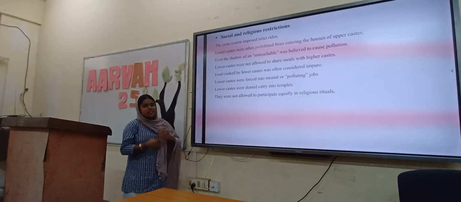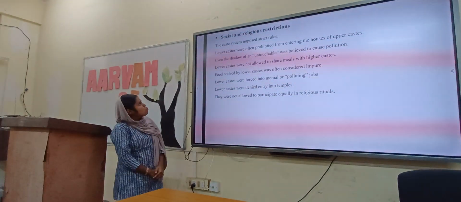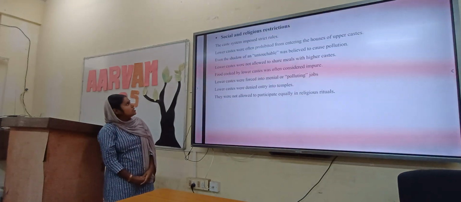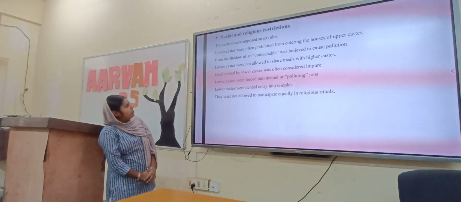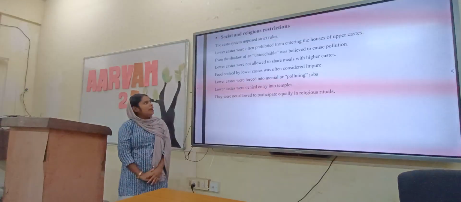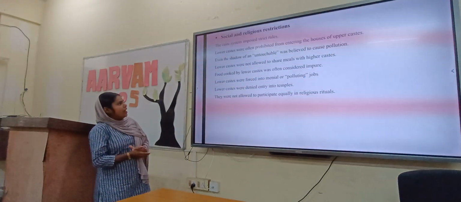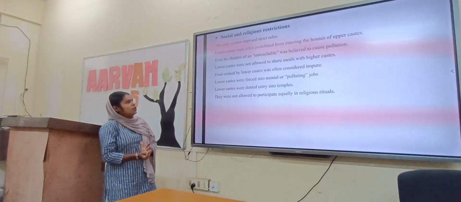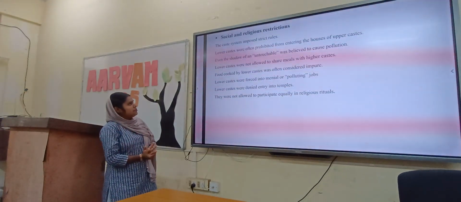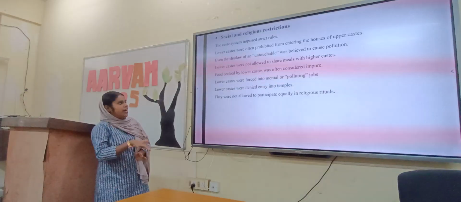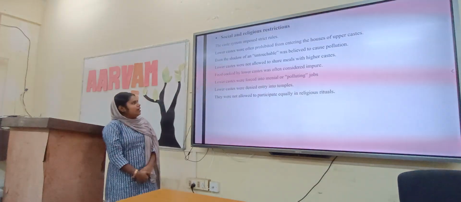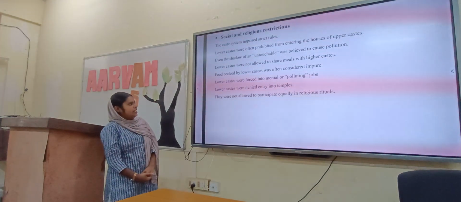Social and religious restrictions. The caste system imposes strict rules. Lower castes were often prohibited from entering the houses of upper castes. Even the shadow of an untouchable was believed to cause pollution. Lower castes were not allowed to share meals with higher castes. Food cooked by lower castes was often considered impure.